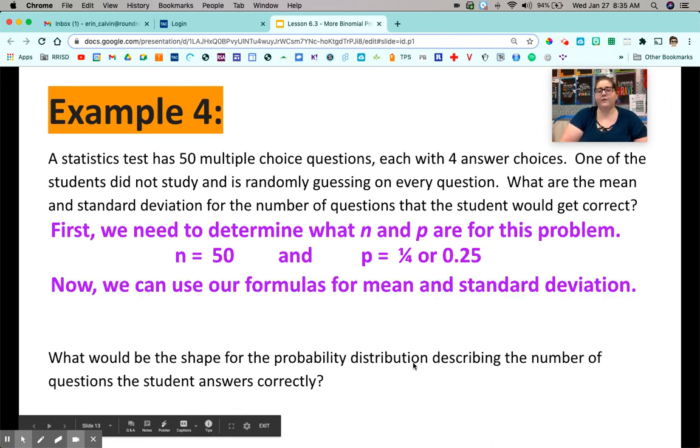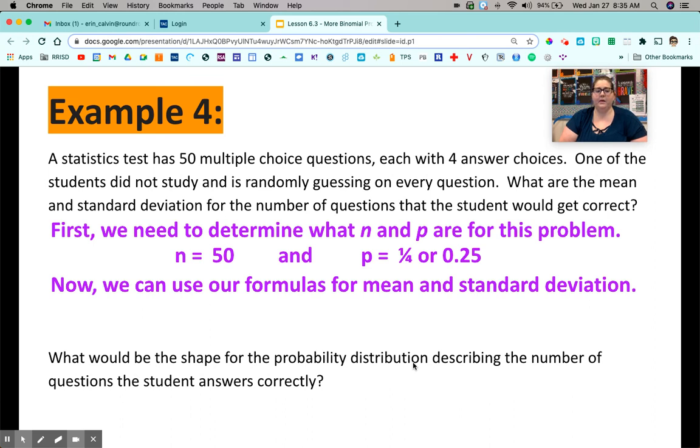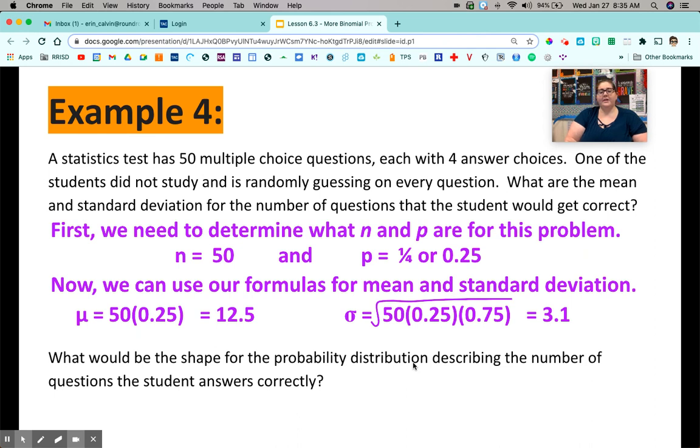So now we can use our formulas for mean and standard deviation and just plug in those values of N and P. So for mean, it's N times P. So 50 is N times 0.25 is P, which comes out to 12.5. And then standard deviation, square root of N times P times 1 minus P. So square root of 50 times 0.25 times 0.75 comes out to 3.1.